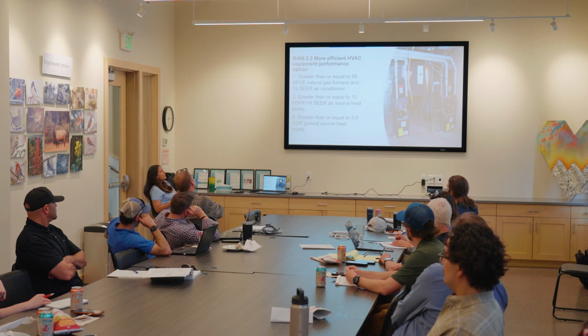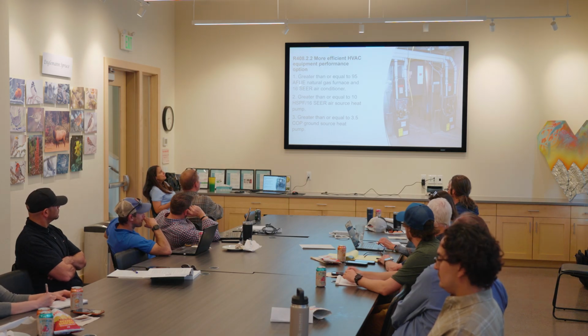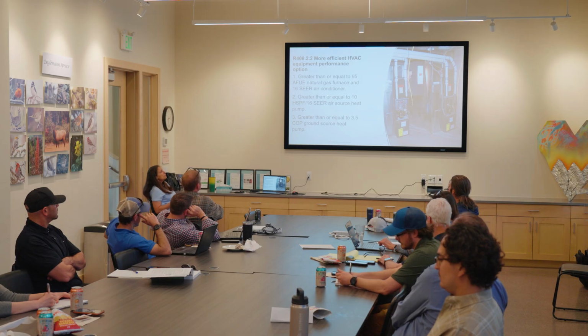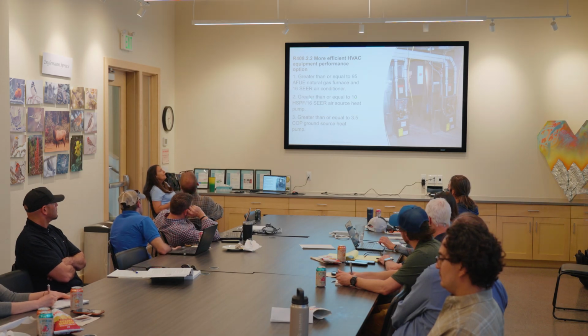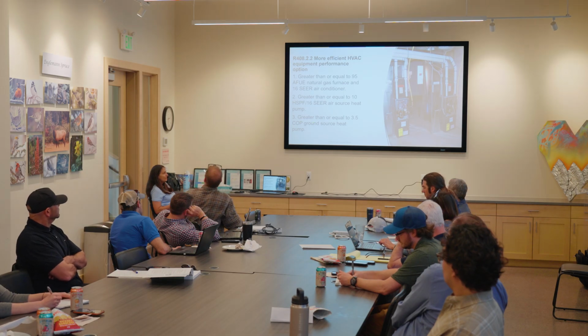So it says, depending on whether you're going to do a gas furnace and an air conditioner, if it's a gas furnace, it's 95 AFUE and a 16 SEER. These are the minimums. If you're going to do an air source heat pump, it's got to have a minimum of a 10 HSPF and a 16 SEER. And then if you are doing a ground source heat pump, then it has to have a COP of at least 3.5.